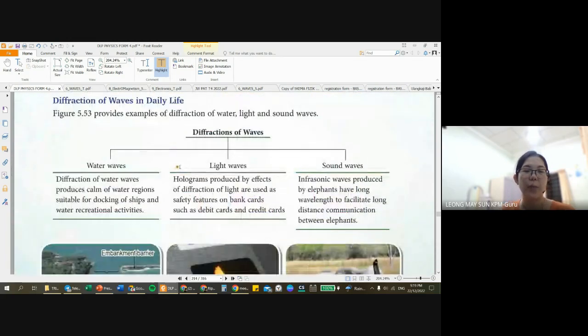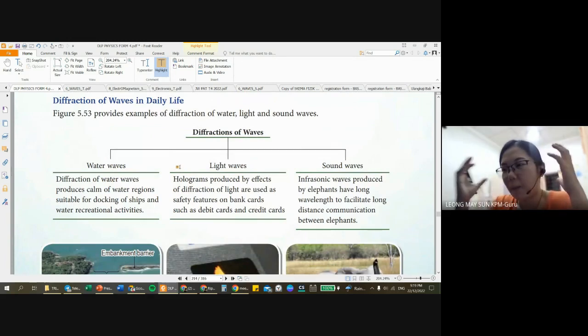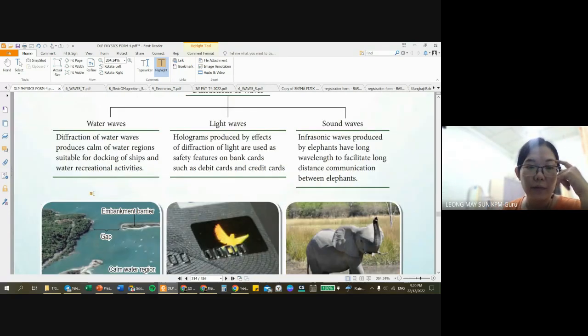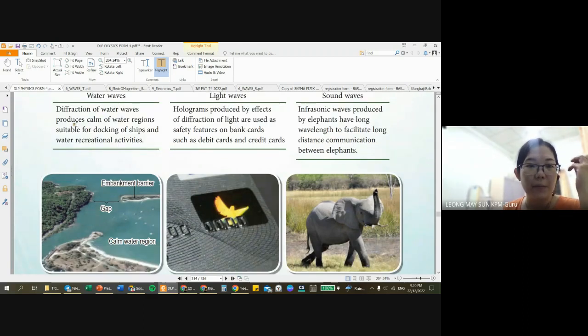Now, diffraction of wave in daily life. My conclusion over the past 2 years in KSSM is that the questions they come out with are very application based. So try to identify from the question what they are trying to tell you. Okay, so diffraction of wave for water wave. The diffraction of water wave produces calm water regions suitable for docking of ships and water recreational activities. That's why at some areas they'll put a barrier over there so that it's a calm region.